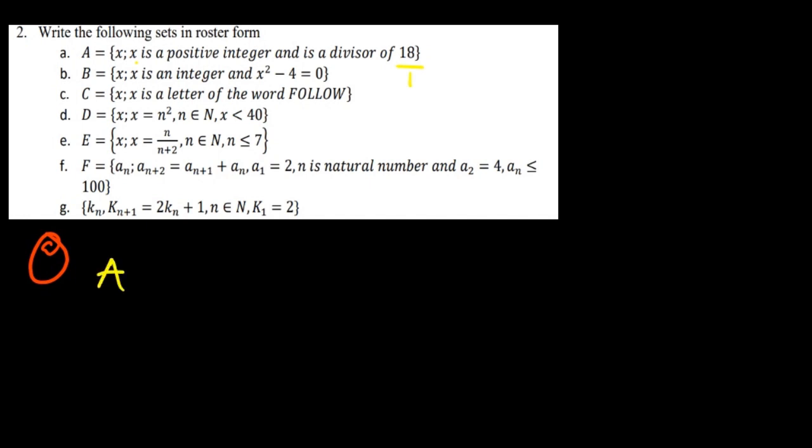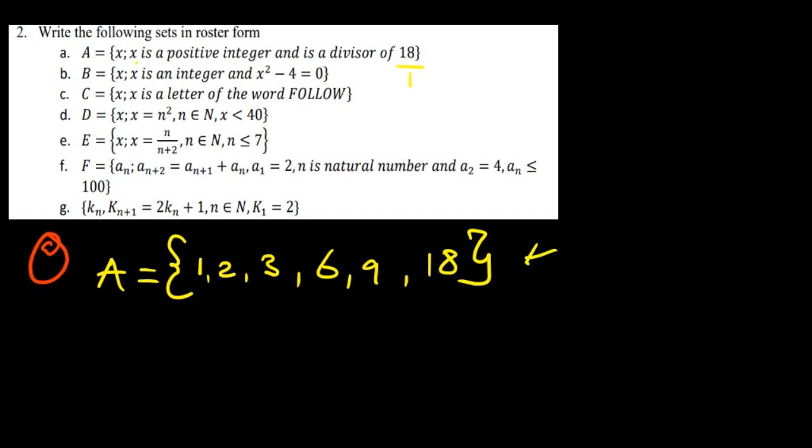So we're going to say set A is equal to... We know that 1 can go into 18, 2 can go into 18, 3 can go into 18, 4 cannot, so it won't be in this set, but 6 can, 9 can go into 18, and 18 itself. So this set here will be a set of positive integers that are also a divisor of 18. So we've listed set A there.